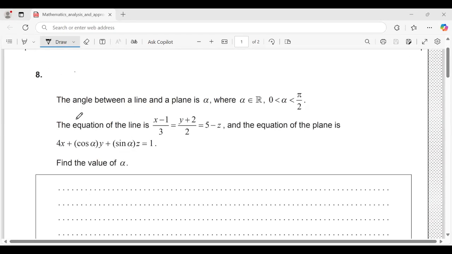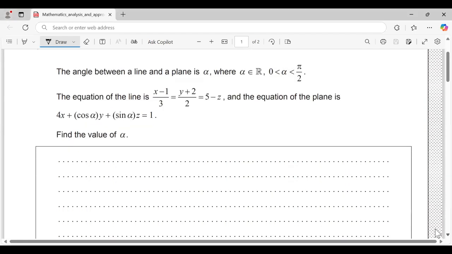Number 8, the angle between a line and a plane is alpha, where alpha is an element of the real numbers in the interval 0 to pi half. The equation of the line is (x minus 1)/3 equals (y plus 2)/2 equals 5 minus z. And the equation of the plane is 4x plus cosine alpha y plus sine alpha z equals 1. Find the value of alpha.